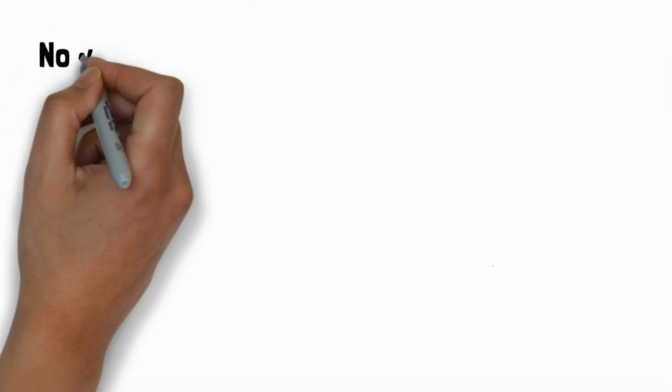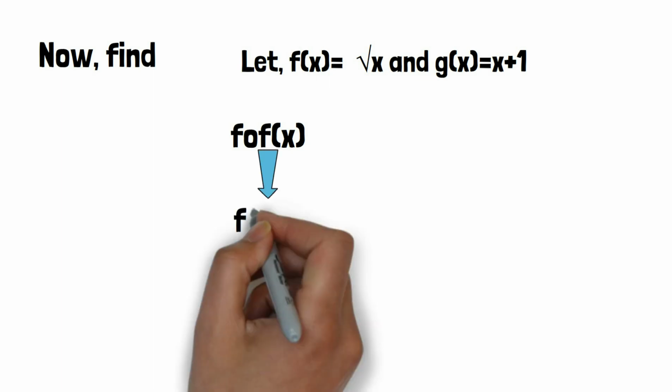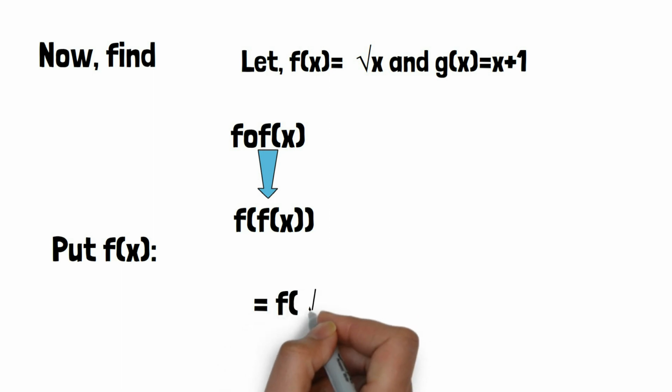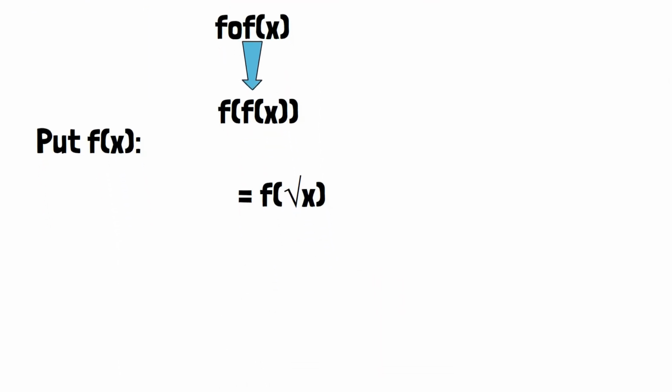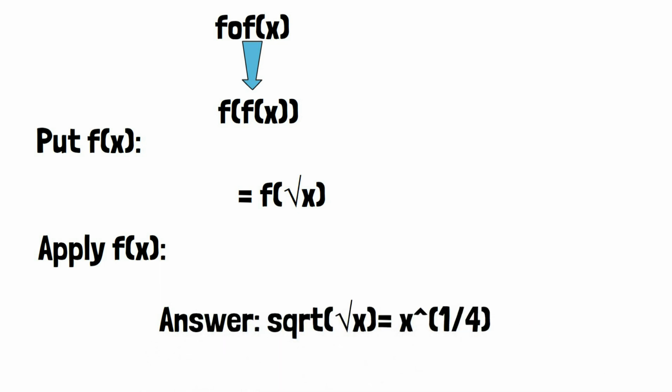Now we find f of f of x. We can write it in the form f of f of x. So put f of x, it becomes f of square root of x. Now again we have to apply f, so it becomes square root of square root of x, which is equal to x to the power 1 over 4.